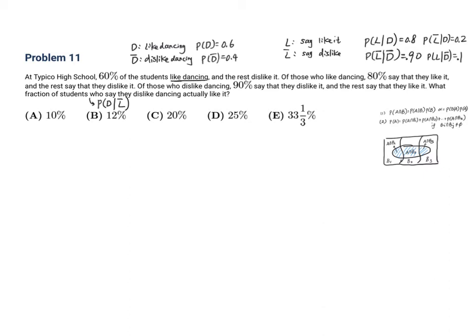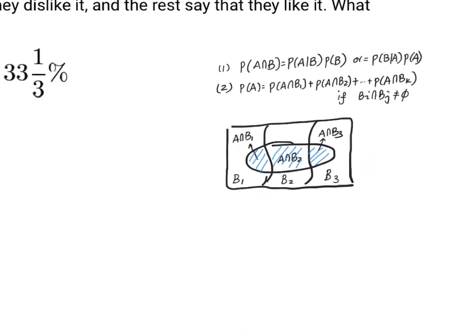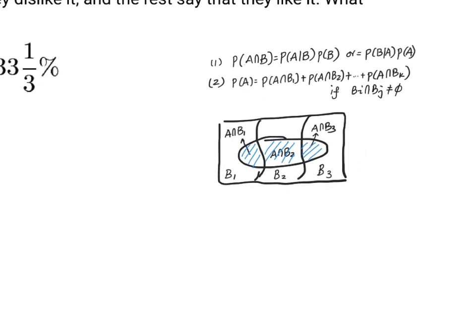A little background, prerequisites that we need. First of all, we need the conditional probability: probability of A and B is equal to probability of A given B times the probability of the given condition, which is B. This is another version. If you think of this as probability of B and A, it can be written as B given A times probability of A, so either one.